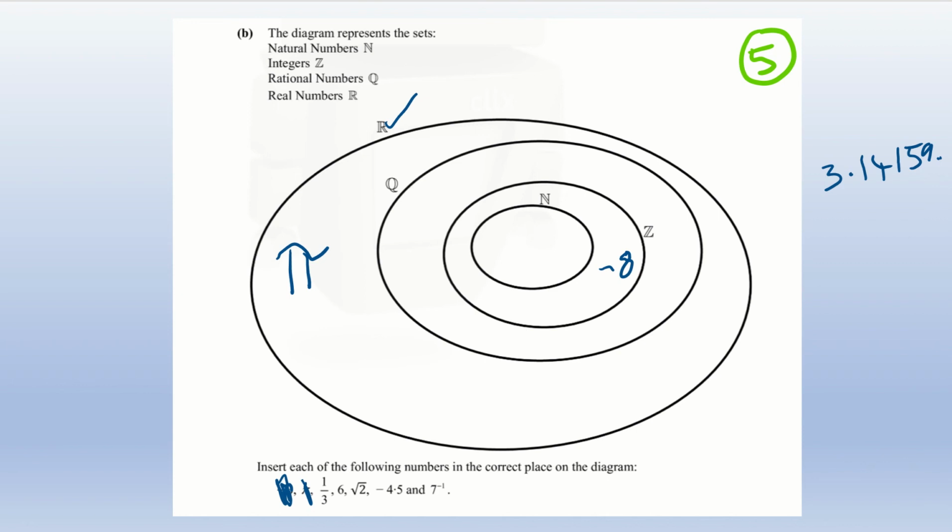1/3. As always, for each one of these numbers, we work our way in towards the middle. It is a real number. It can be written as a fraction, but it's not an integer. So we can put it inside the circle denoted Q, but we cannot put it inside the Z circle because it's not a whole number. So 1/3 is going to go here.